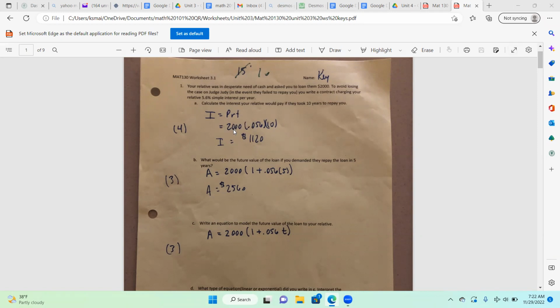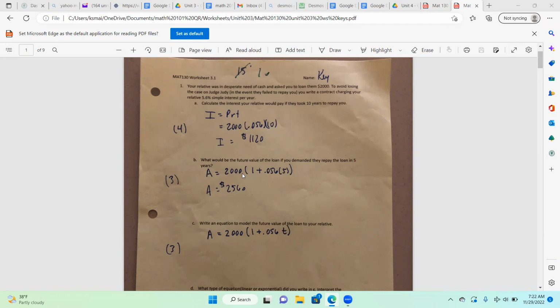So the amount borrowed was $2,000. The rate is 0.056 in decimal form, and 10 is the number of years that they are going to pay interest on. So the total interest is $1,120. What would be the future value of the loan if you demanded to repay them?